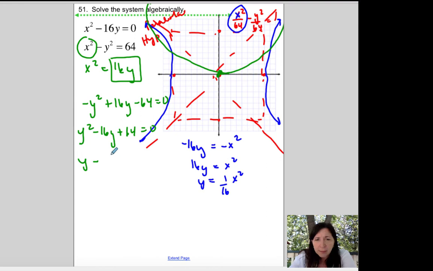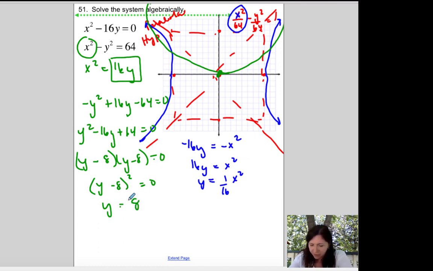This will be y minus 8 times y minus 8 is equal to 0, or y minus 8 quantity squared equals 0. Square rooting both sides, I get y minus 8 equals 0. Oh, just y equals 8. Okay, so now y equals 8.